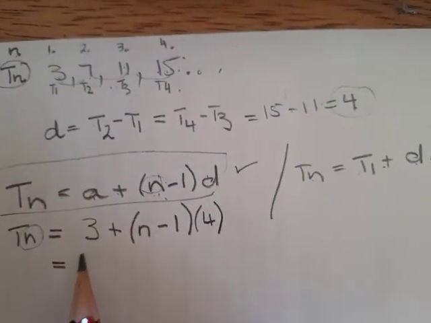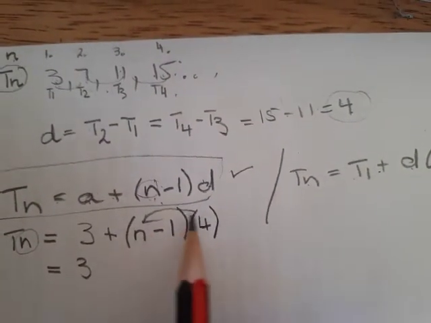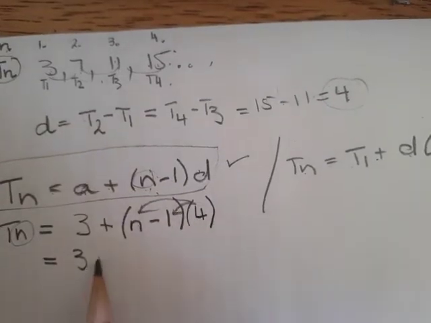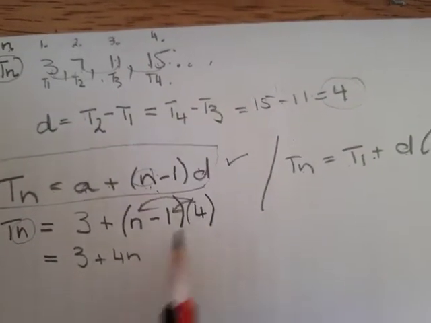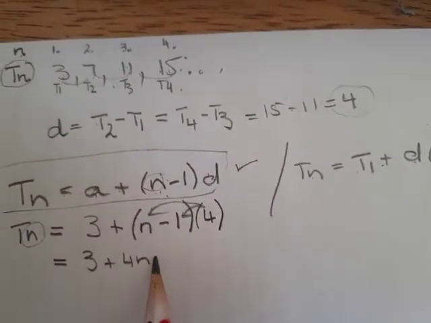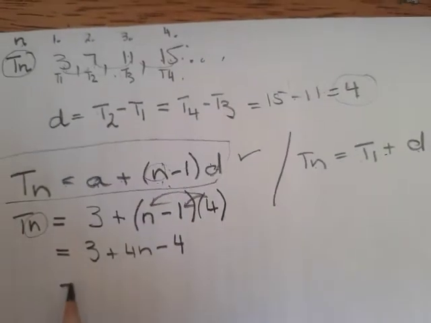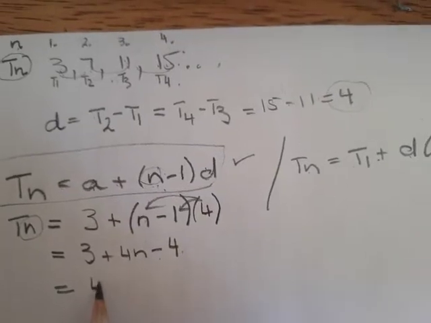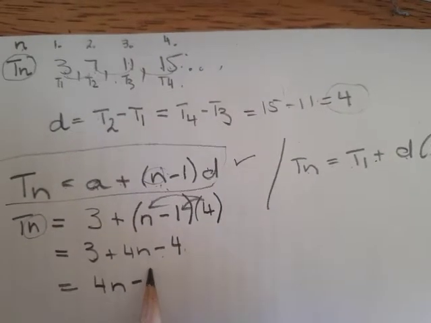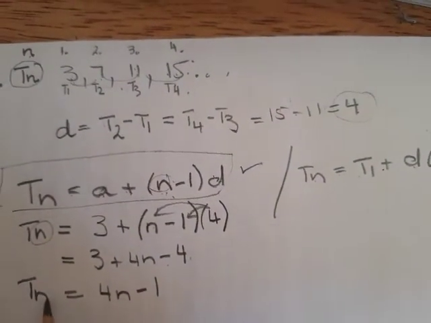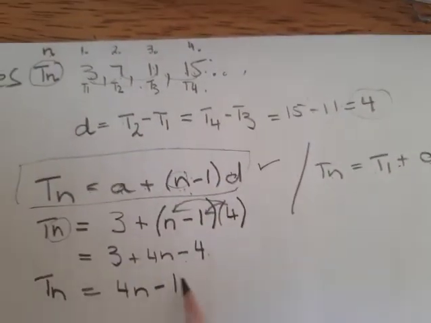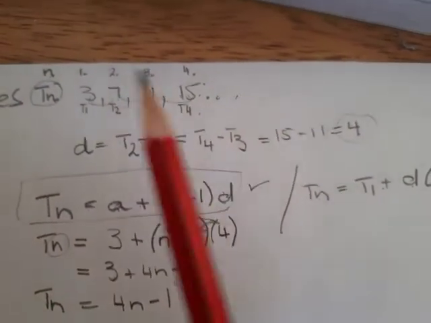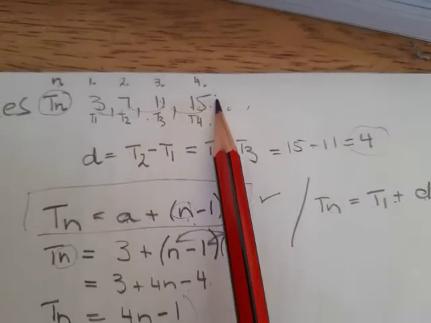Then we calculate the right hand side. First do the brackets, people. 4 times n is 4n, and then 4 times negative 1 is negative 4. And now 3 minus 4, people, gives me negative 1. So my answer will be 4n minus 1. So this is the formula for the nth term for that specific sequence.